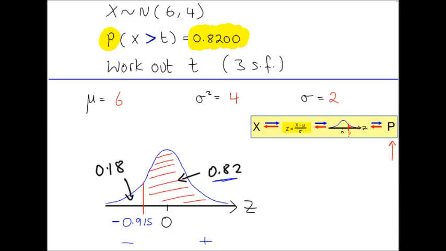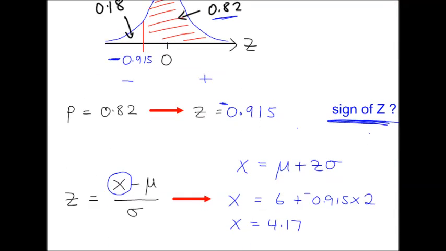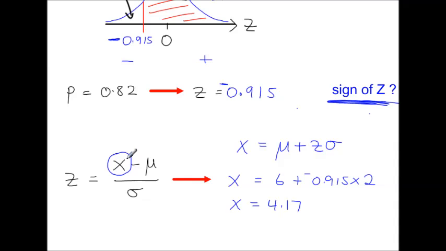And then you need to check the sign of z. If you've drawn your line on the left-hand side, it's going to be negative, and if that line was on the right-hand side, it would be positive. And then you go to your standardizing formula, rearrange that to make x the subject, substitute the values in, make sure you check the sign of z, that it's accurate, and you've got the value that you're looking for.